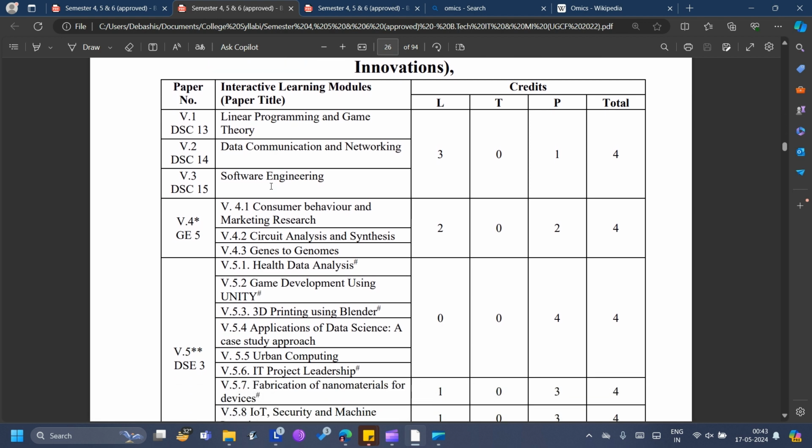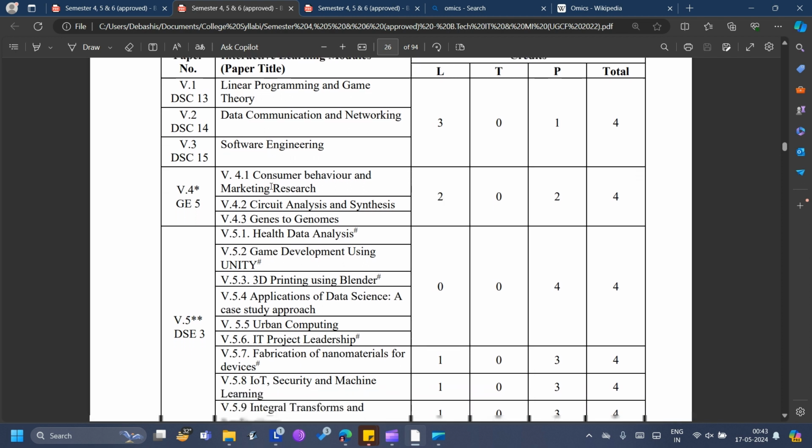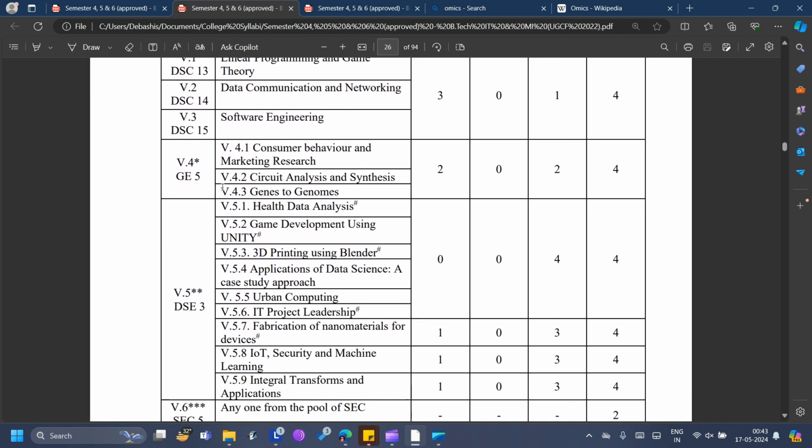Going to semester 5. Here under compulsory core courses, you will have linear programming and game theory. You have data communication and networking. You have software engineering. Now here, as you can see, GE is given as 5.4, while DSE is given as 5.5, which means you have to choose one GE, you have to choose one DSE. It's not that you choose either of these categories, right?